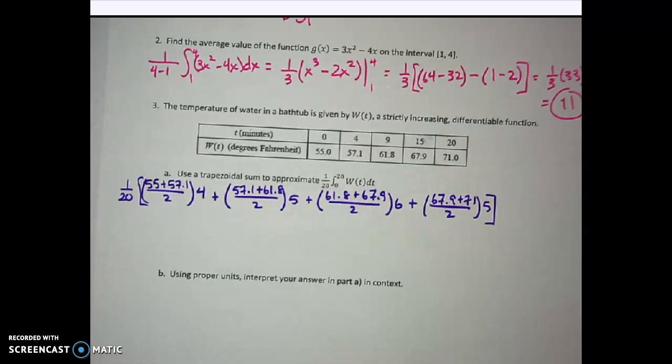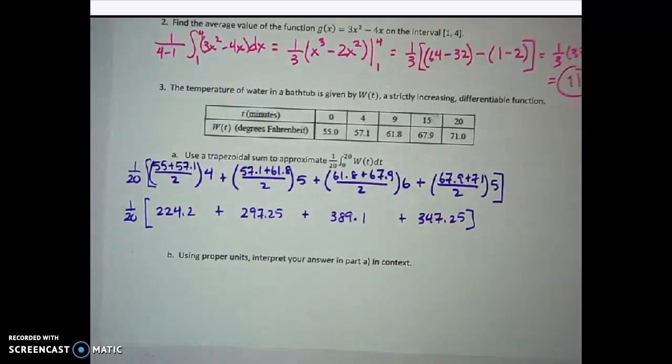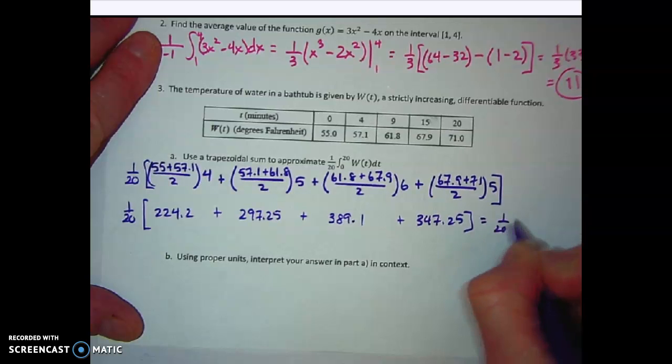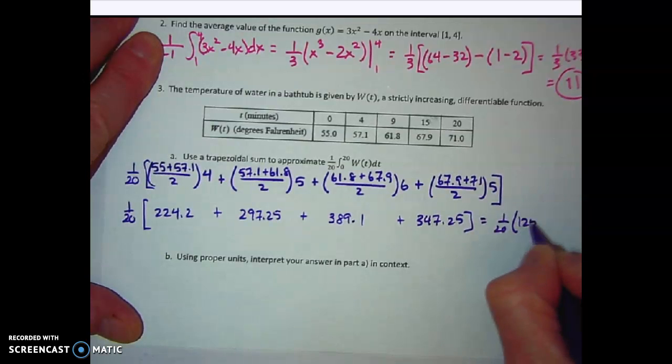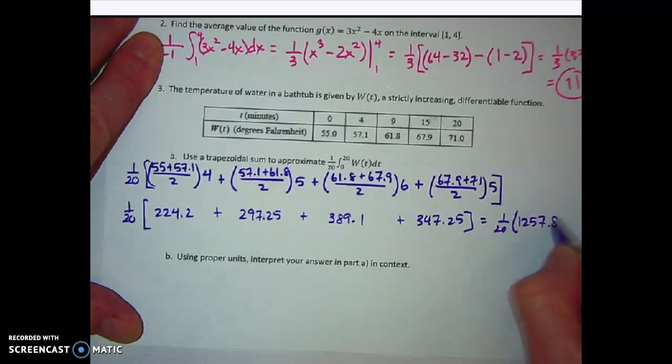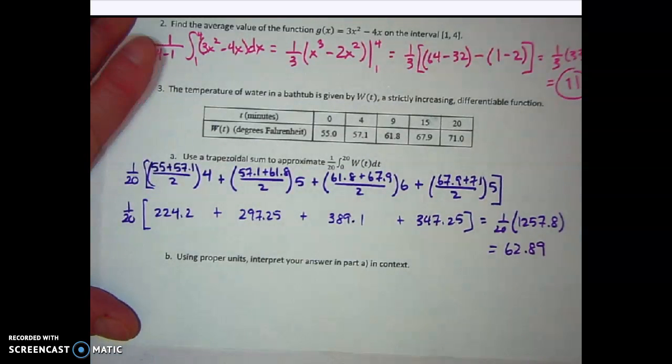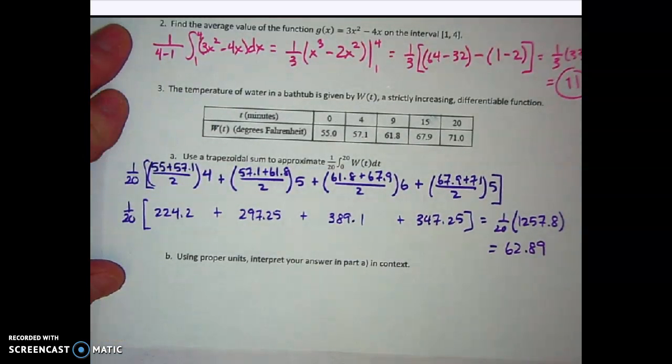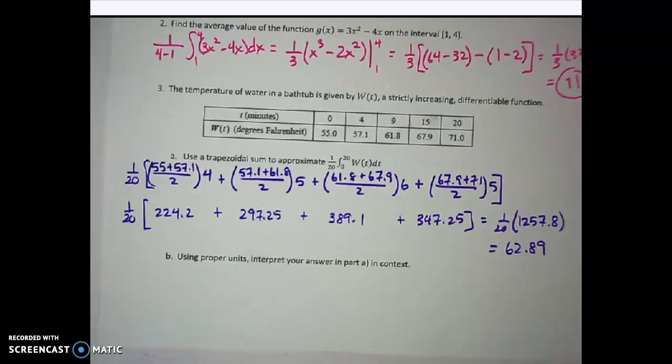Then doing our math behind them, the arithmetic, calculating each of them individually. So then I have 1/20 times 1,257.8. When I multiply those, I get 62.89. Using proper units, interpret the answer in your Part A in context. What does this mean? Well, this means that the average temperature of the water in the tub between t equals 2 and t equals 20 minutes is approximately 62.89 degrees.